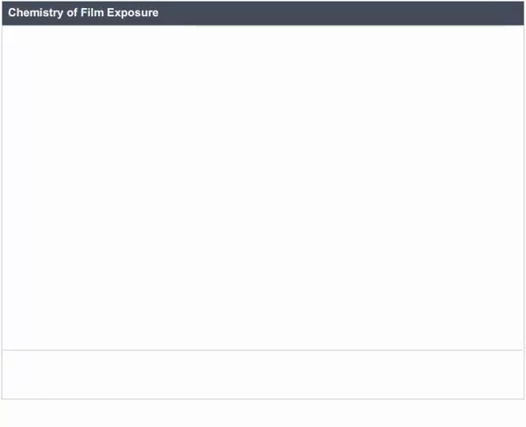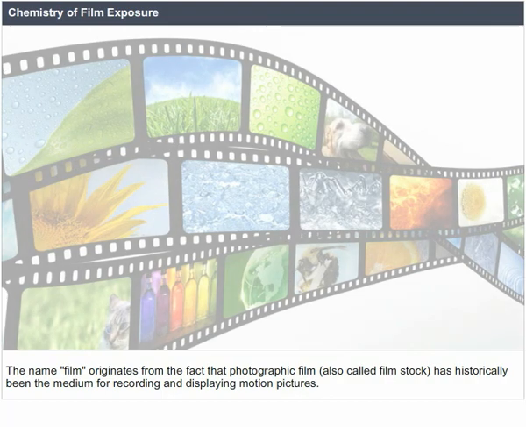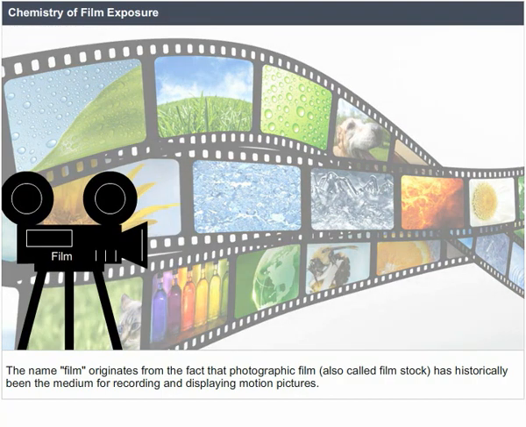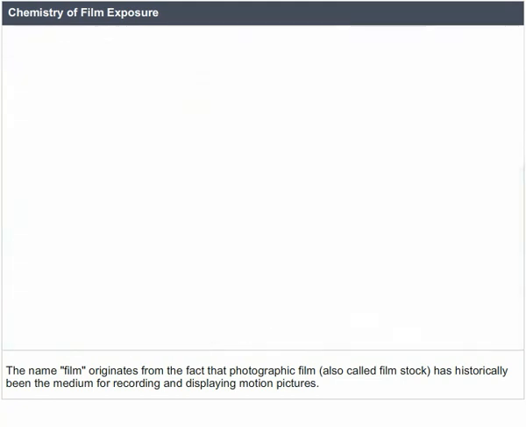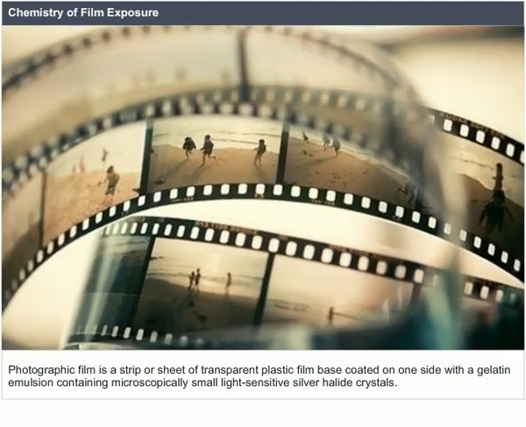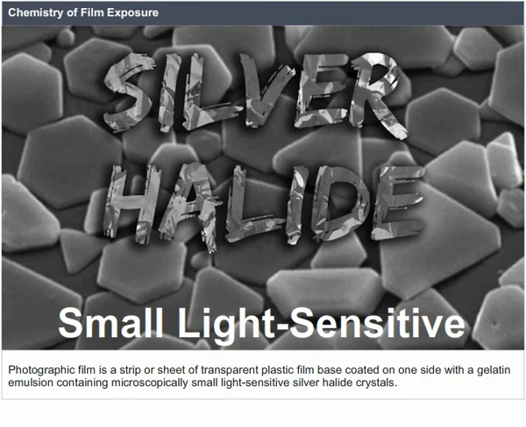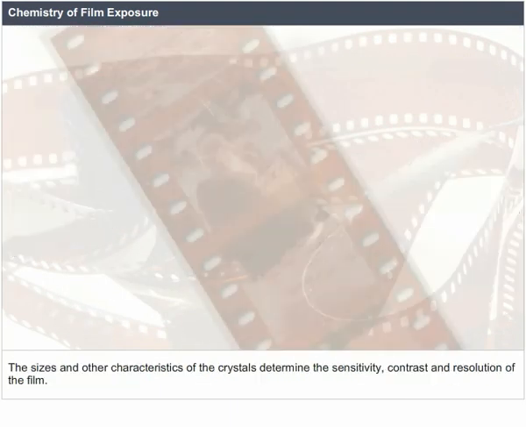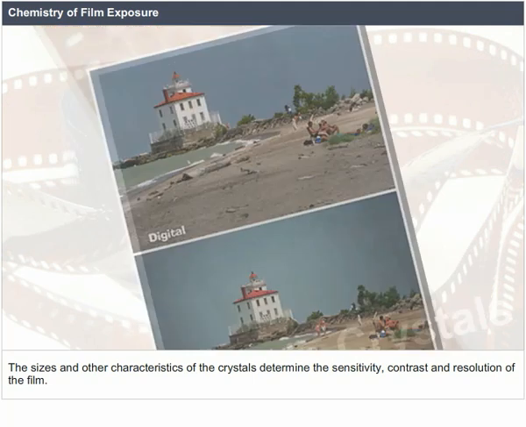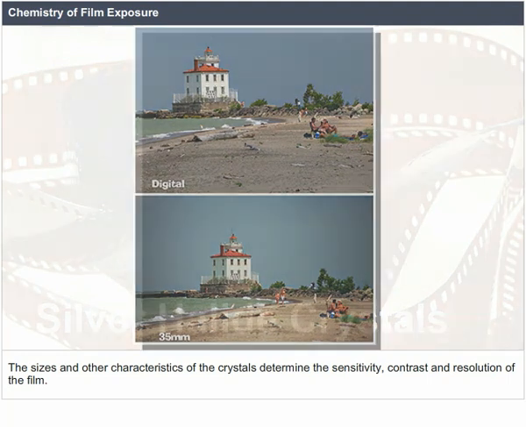Chemistry of film exposure. The name film originates from the fact that photographic film, also called film stock, has historically been the medium for recording and displaying motion pictures. Photographic film is a strip or sheet of transparent plastic film base coated on one side with a gelatin emulsion containing microscopically small light-sensitive silver halide crystals. The sizes and other characteristics of the crystals determine the sensitivity, contrast, and resolution of the film.